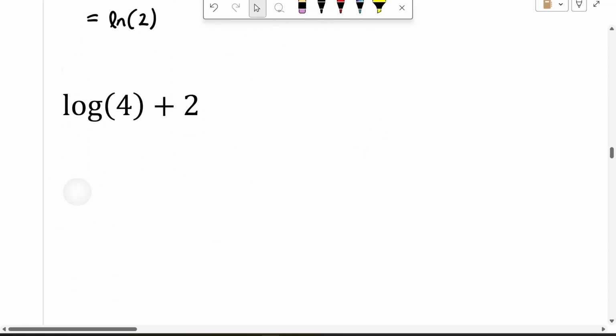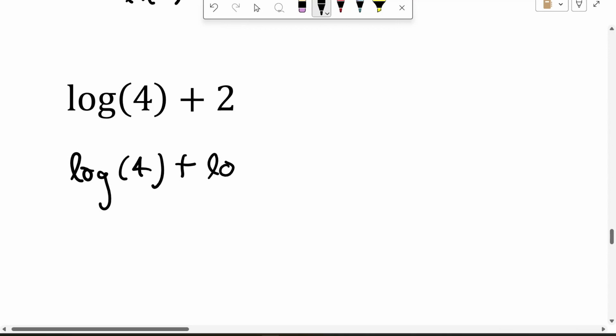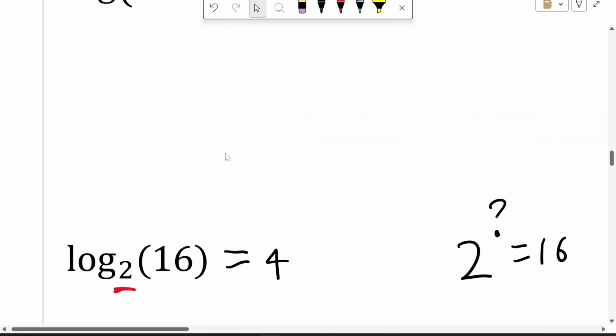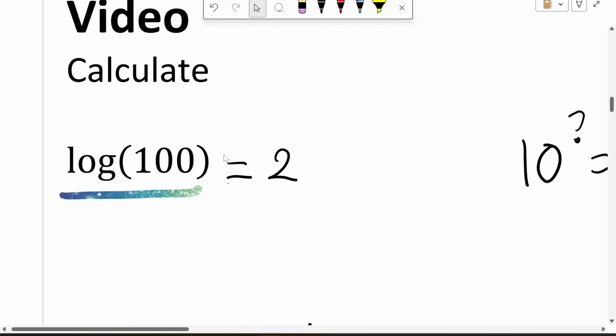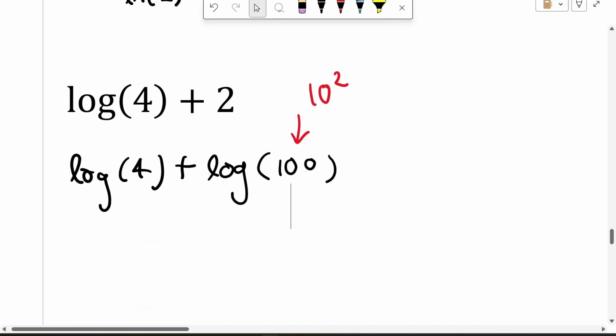Here we have log of 4 plus 2. Now, it's best to write these both as logs. So log of 4 plus log of something. Now, the short answer here is the number that you put in here is 10 squared, so that's 100. And we've actually seen this before: log of 100 is 2. So you have to be a little bit cheeky with how you write it, but basically if you write them both as logs, the number you would want in this log is 100, because we know that log of 100 is 2.